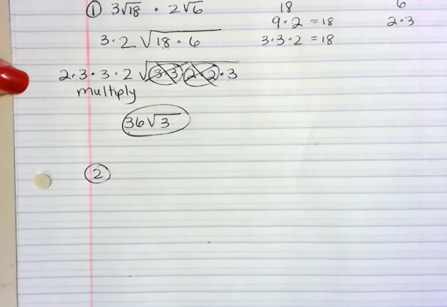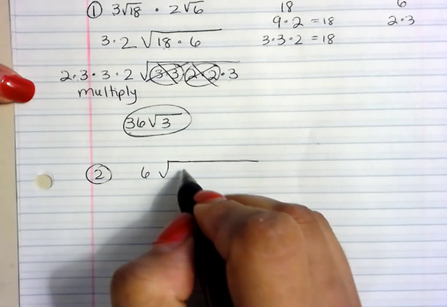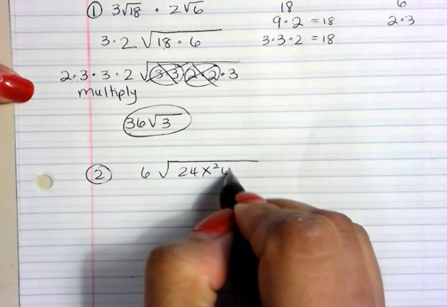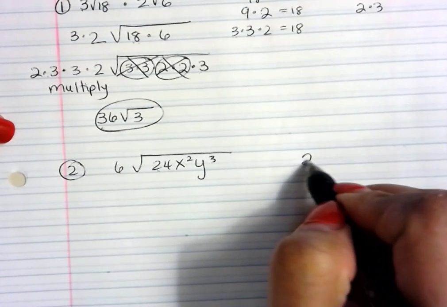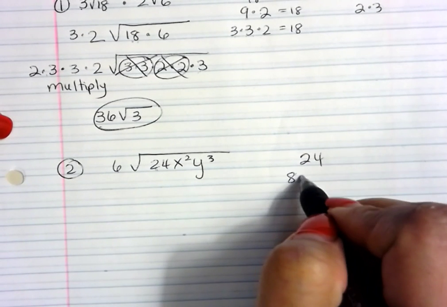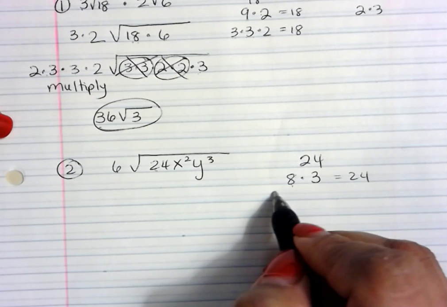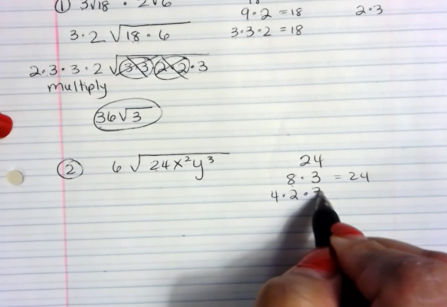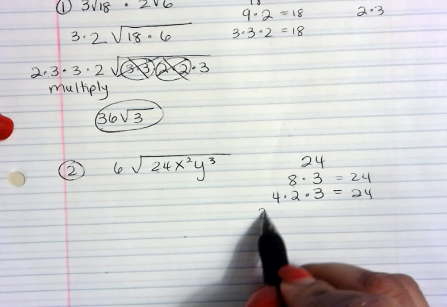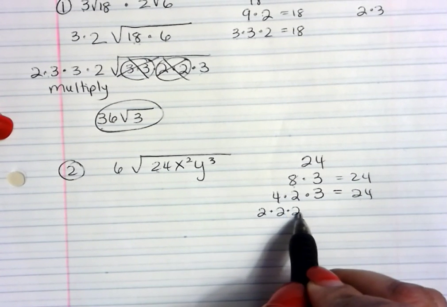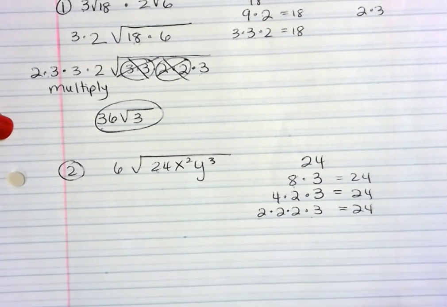Second one. 6 square root 24 x squared y cubed. We need to break down that 24. 24 is going to be 8 times 3. Right, that gives us 24. The 8 breaks down into 4 times 2. Right, those give us 24. This 4 breaks down into 2 times 2. Bring down this 2 and bring down the 3. Okay, these numbers make up the 24.